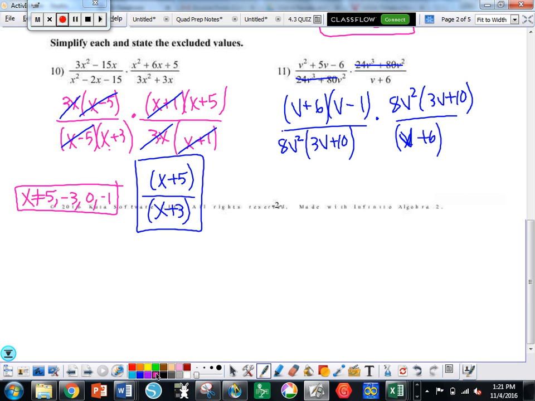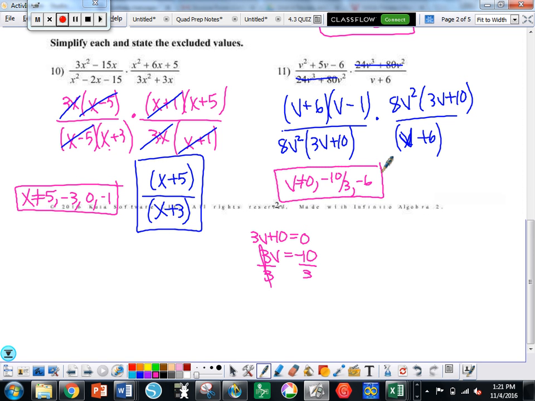Okay, so excluded values. From the 8b squared, b cannot be 0. From here, b cannot be negative 10 thirds. And then from our last piece right here, it cannot be negative 6.